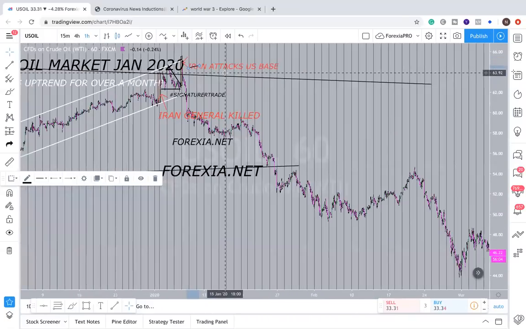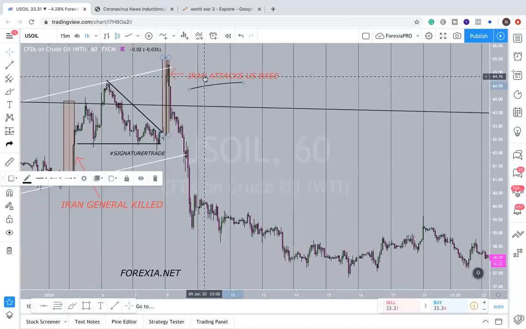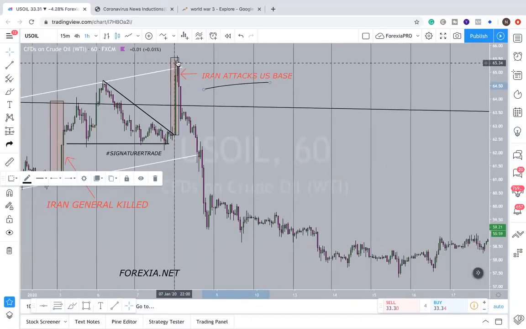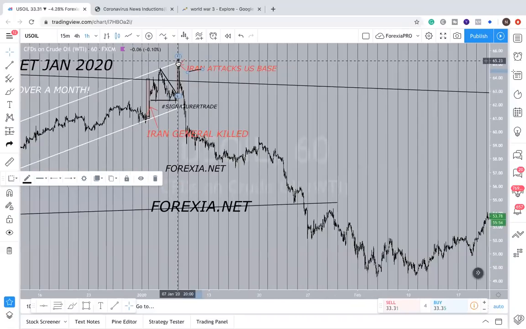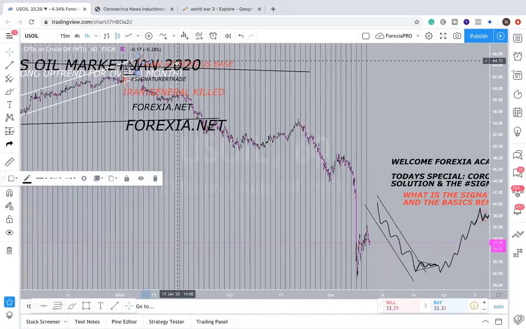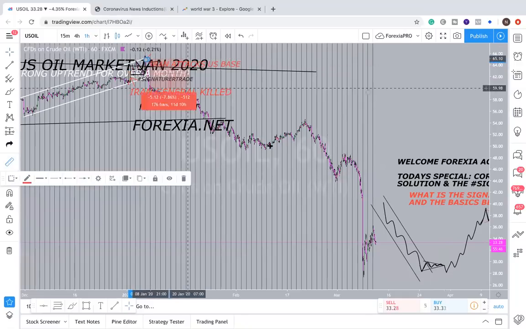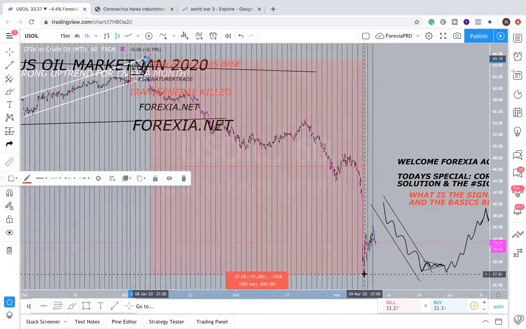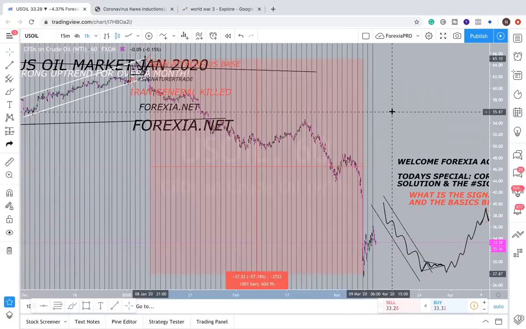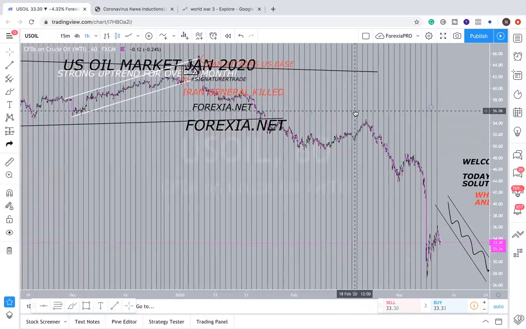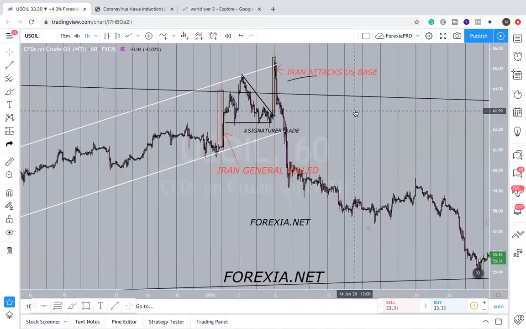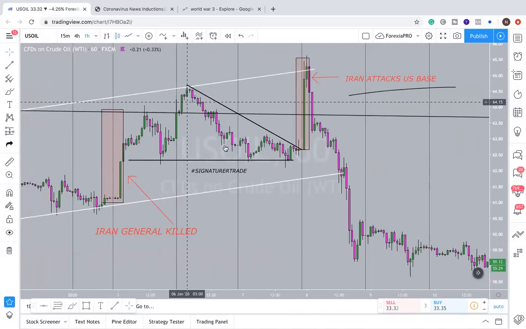However, what happened? At that exact pinnacle of the induction, right here, the exact peak, the market said goodbye and did not look back. That was the exact peak, the exact perfect induction of the signature trade. Within 60 days, US oil tanks 3,700 pips. Whew. Sheesh. All from this.